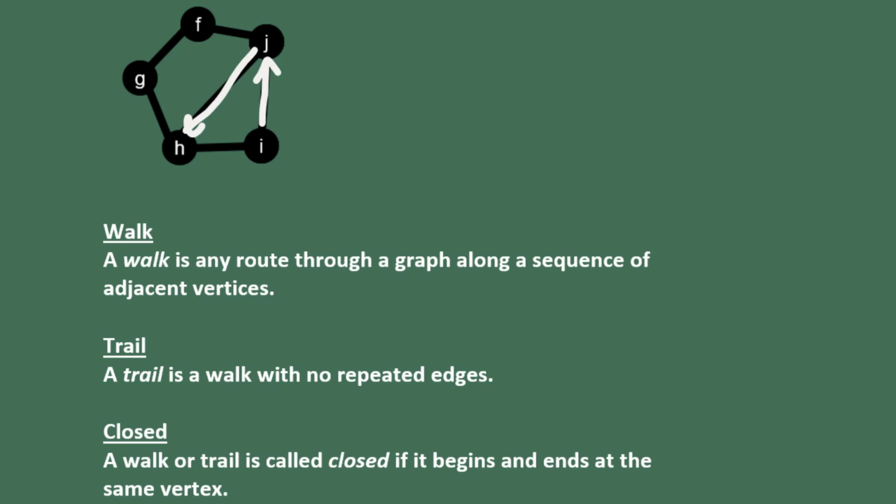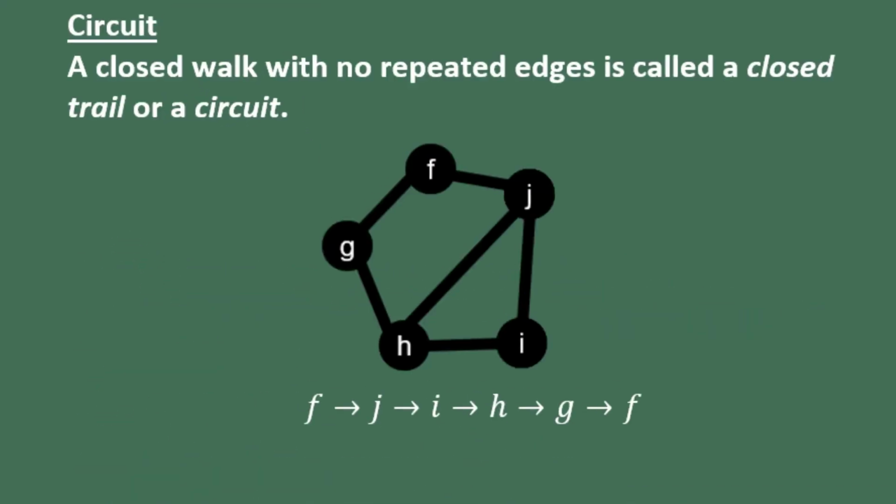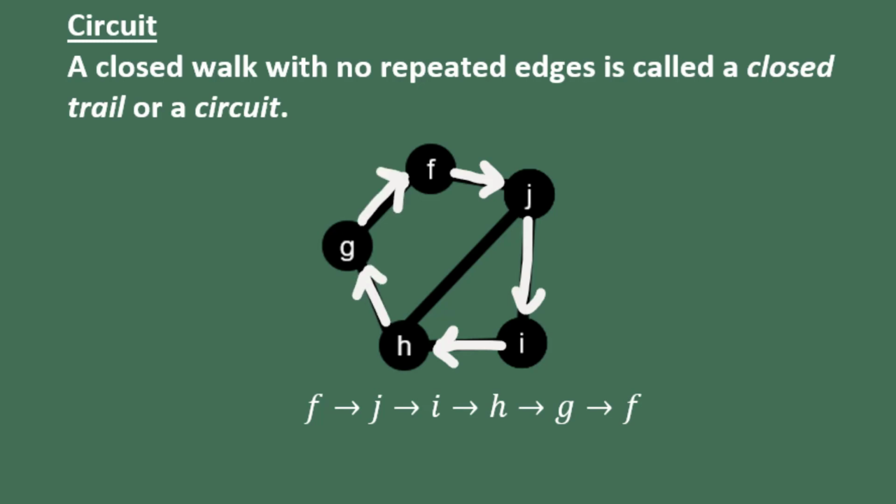Another term that we will use is the term closed. A walk or trail is called closed if it begins and ends at the same vertex. Let's take a look at an example. Here we have a walk that goes from F to J, and then to I, and then to H, and then to G, and then back to F. This is an example of a closed walk. Actually, it's also an example of a closed trail because it has no repeated edges. Closed trails are also called circuits very commonly.